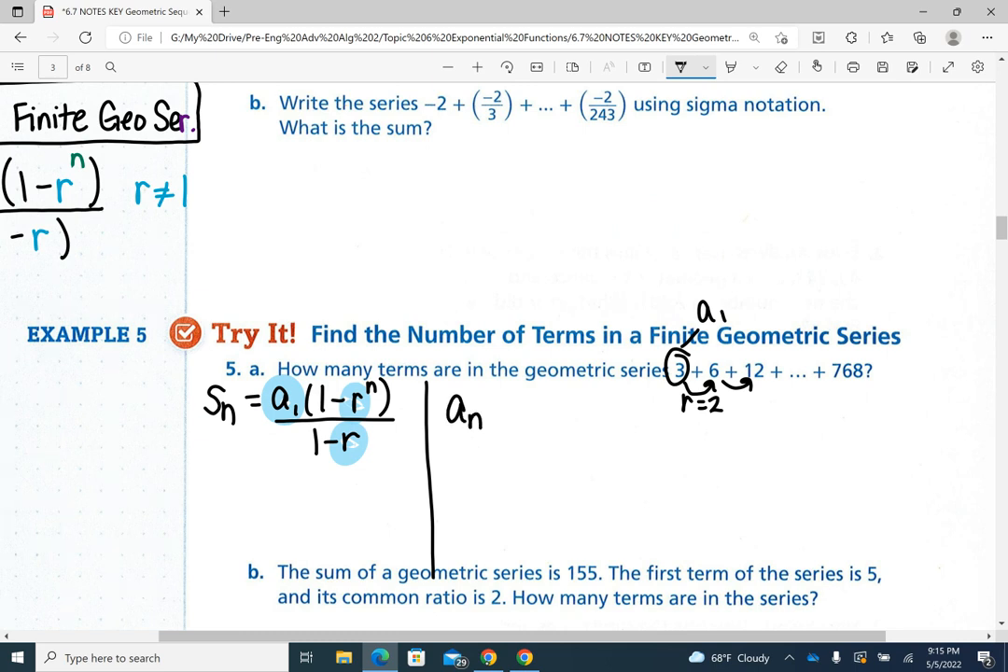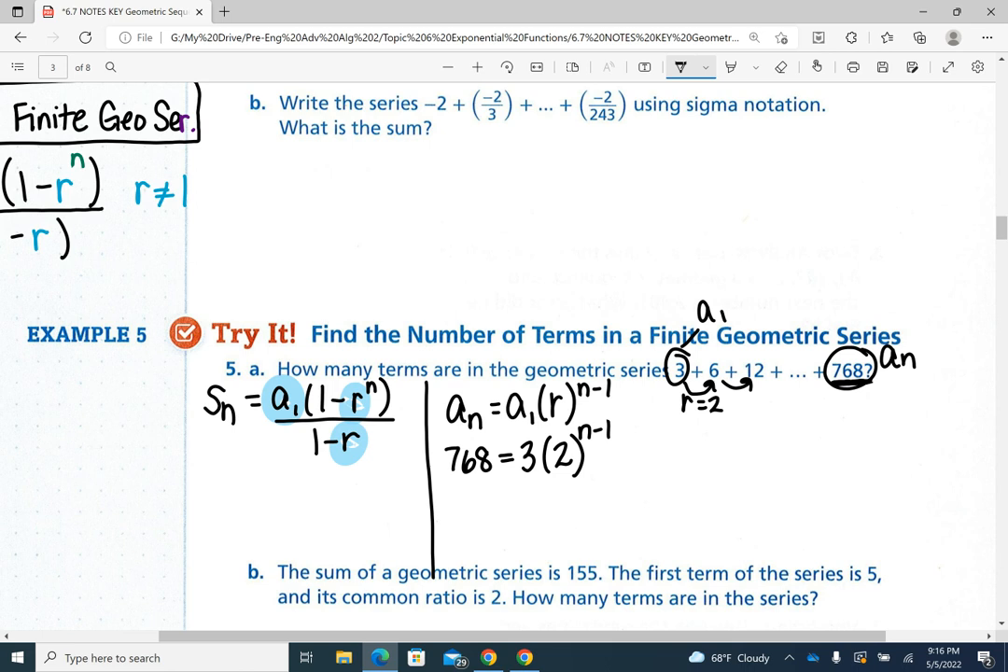a sub n equals a1 times r to the n minus 1. I know a1, I know r. I don't know n, but I do know that my last term is 768. So we're going to say that this is a sub n. So I can say that 768 equals my first term 3 times my common ratio 2 to the n minus 1.